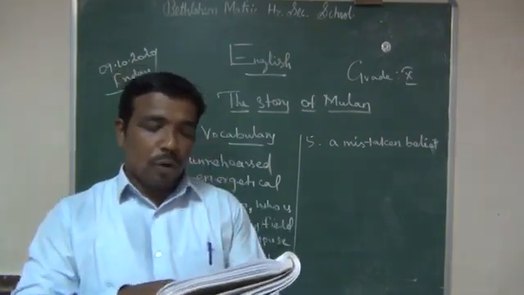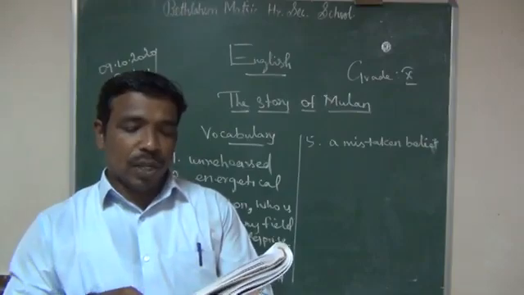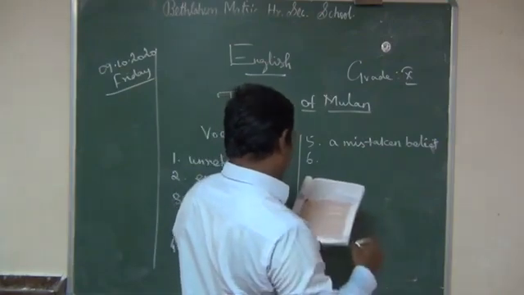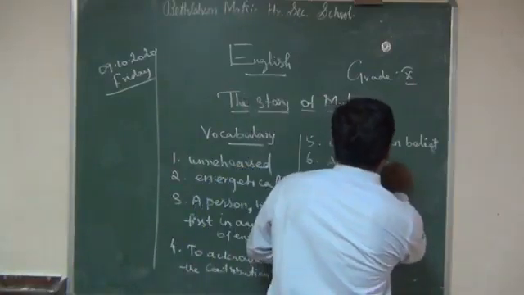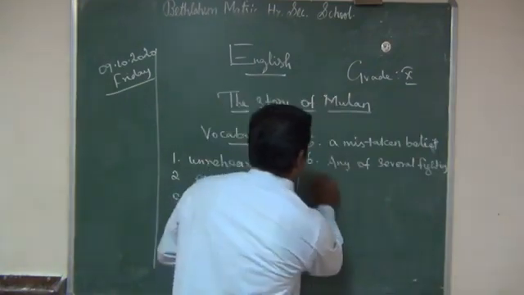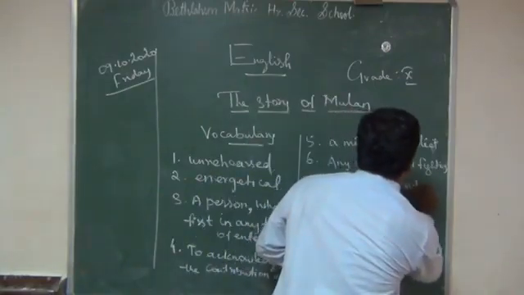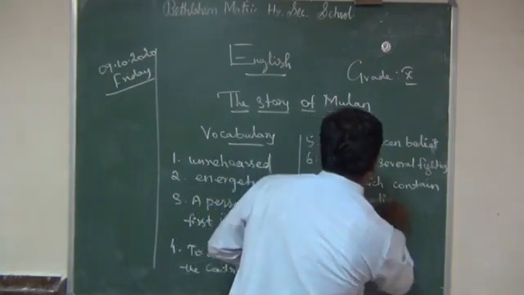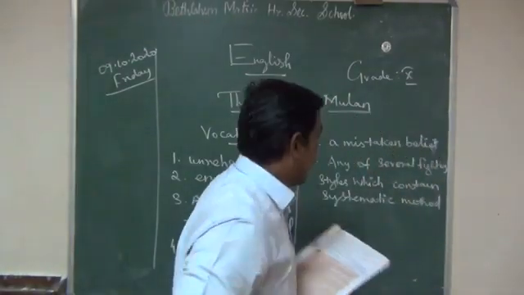It is a philosophy. Then, Taoist philosophy is deeply rooted in and had a profound influence on the culture of Chinese martial art. What is the meaning of martial art? Write the meaning: any of several fighting styles which contain a systematic, systemized method.